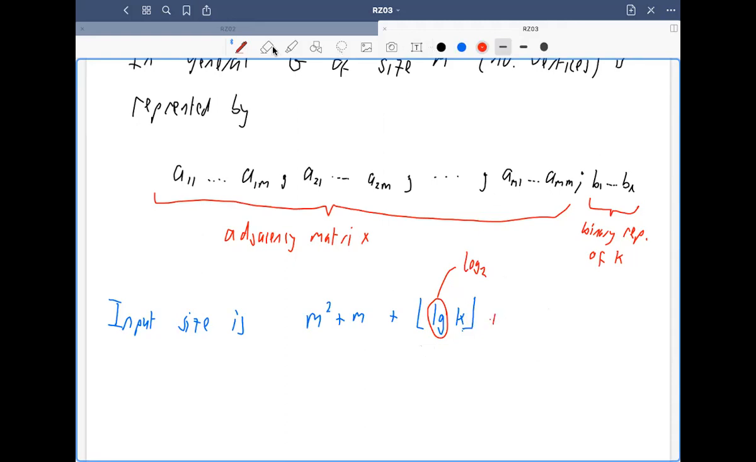Anyway, I forgot the plus 1. I want this to be blue. Sorry?